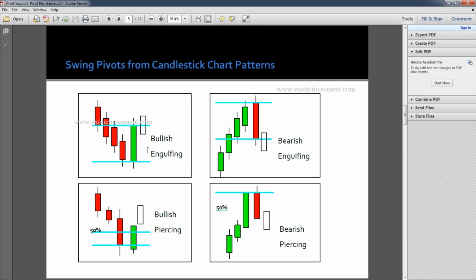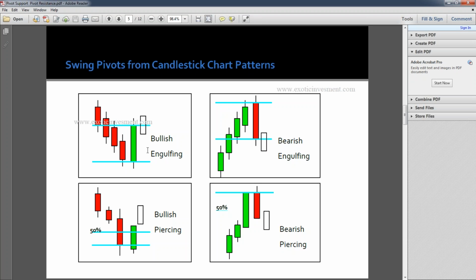So yeah, swing pivots from candlesticks. It is showing the bearish engulfing pattern and bullish engulfing pattern, bullish piercing pattern, and bearish piercing pattern. So what does an engulfing pattern mean? When it is a bullish engulfing, it means that when the market is going down, this bullish engulfing candle goes above and beyond the previous candle and covers that previous candle completely. From top to bottom of the body of the previous candle, it will cover it.